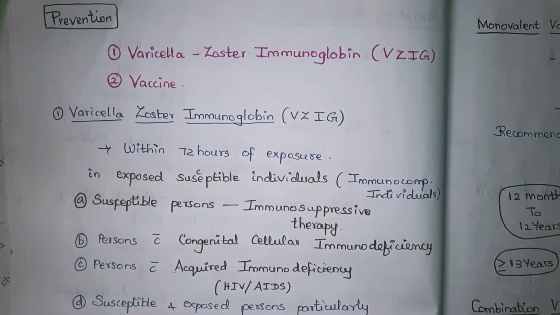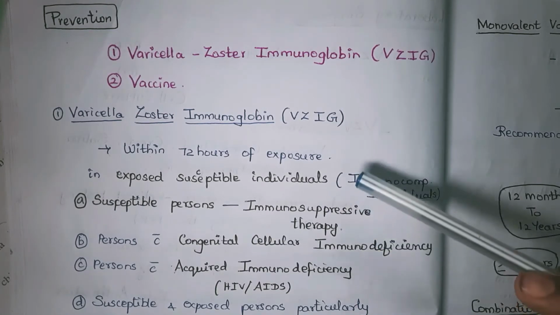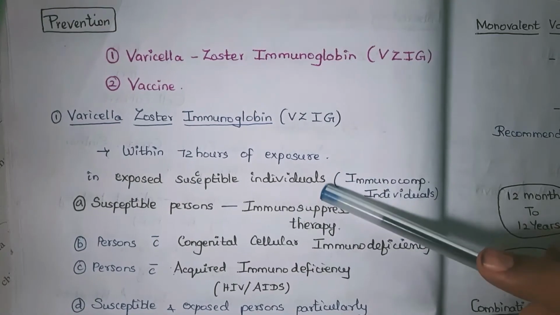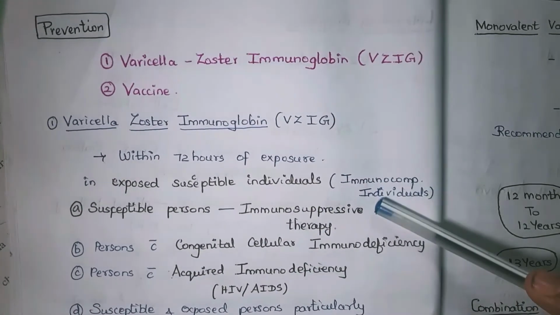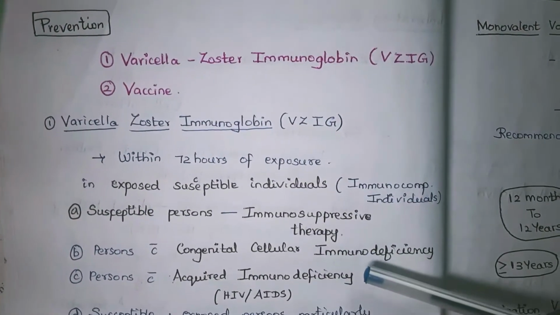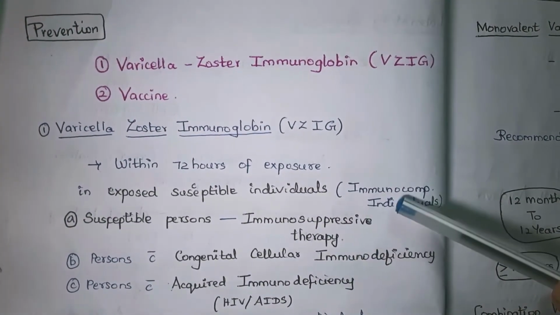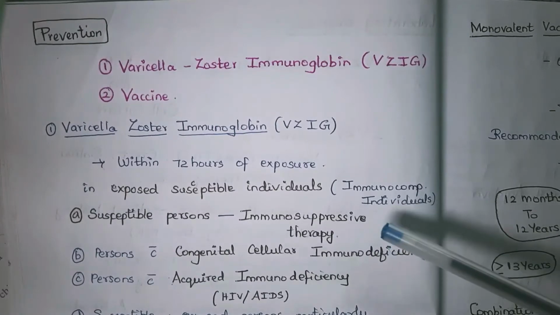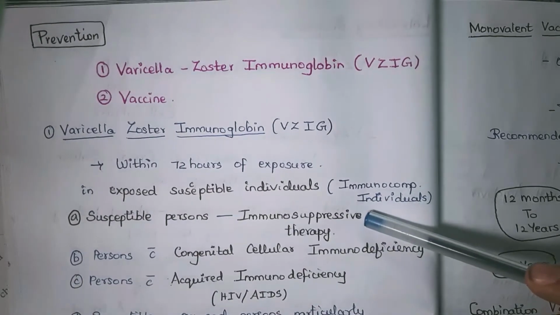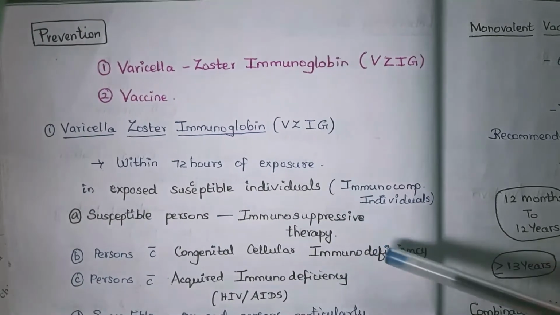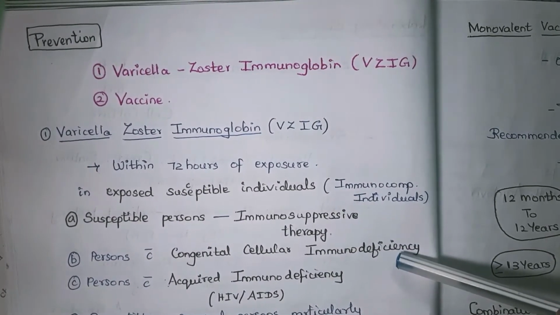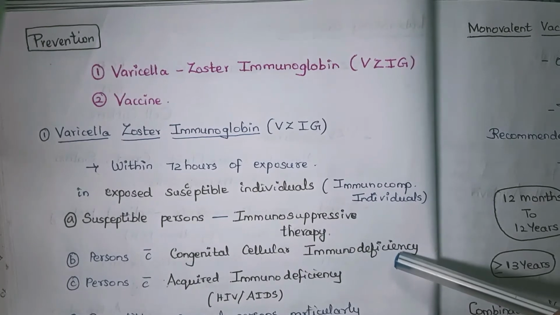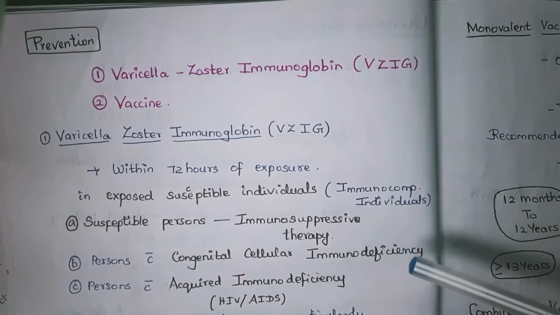Prevention can be done using both immunoglobulin and vaccine. Immunoglobulin is usually given within 72 hours of exposure in exposed susceptible individuals. Susceptible individuals are those who can easily get this infection, mainly immunocompromised individuals. The first 3 conditions where you give immunoglobulin are in immunocompromised individuals. Those taking immunosuppressive therapy can be given the immunoglobulin. And in patients with congenital cellular immunodeficiency, as CMI plays a role against chickenpox, immunoglobulin can be given prior to prevent this infection.